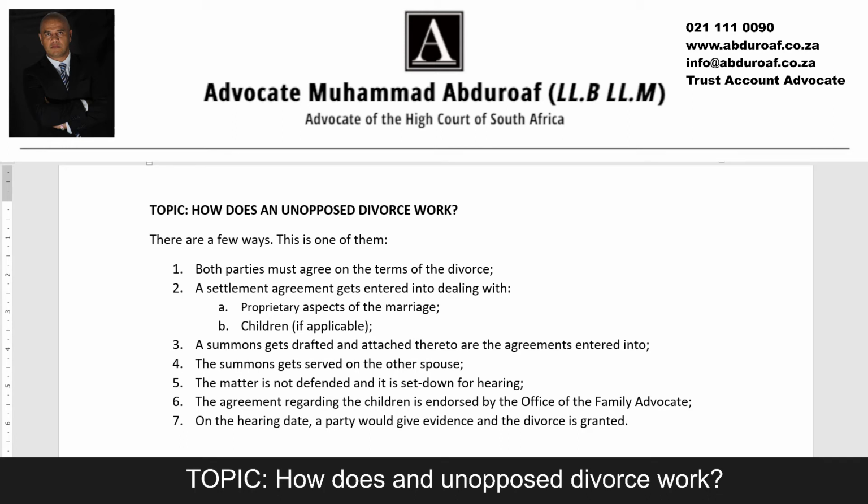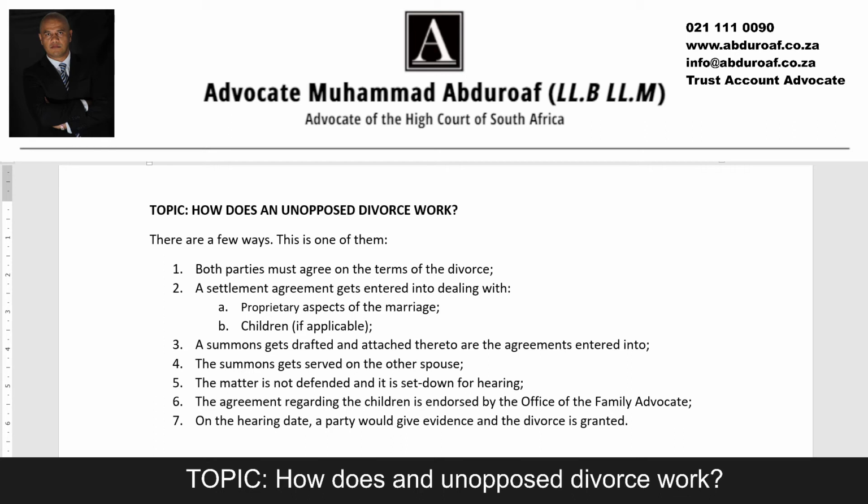But before lockdown, I would have waited the 10 days, and I would have set the matter down on the unopposed divorce roll, usually a week later after the 10 days had expired. And so the whole process would take about 3 to 4 weeks to be finalized. So where are we? We are now still at point number 4. The summons gets served on the other spouse. Point number 5, the matter is not defended and it's set down for hearing. So you set the matter down for hearing on the unopposed divorce roll.